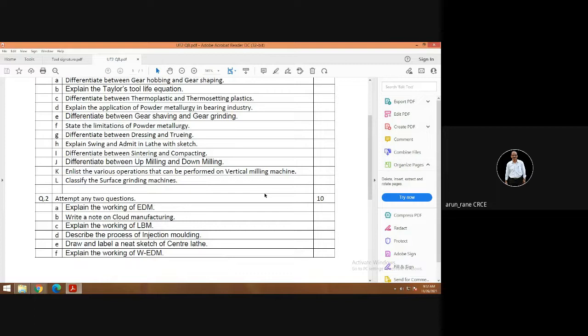Non-traditional machining, again: working of EDM, working of wire EDM, working of LBM are important. Then different flushing methods are important. Different types of electrode wear are important. EDM is very important for the semester examination. Then module number 6, injection molding is very important. In powder metallurgy, briefly explain the powder making process. And in intelligent manufacturing, cloud manufacturing is important.